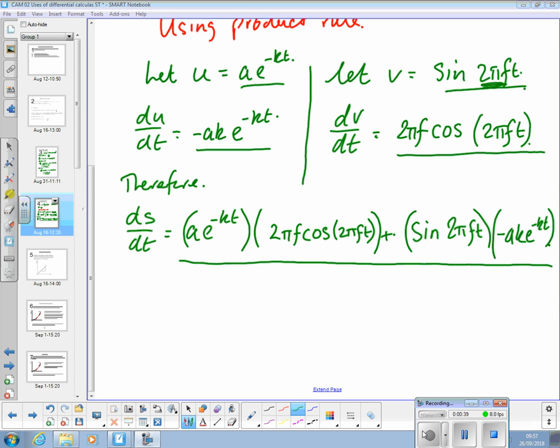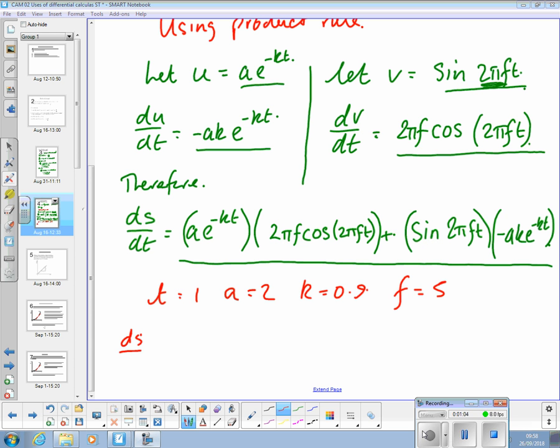Okay, no real point in trying to simplify. We've been given some values. t equals 1, a equals 2, k equals 0.9, f equals 5. Plug those into that formula.